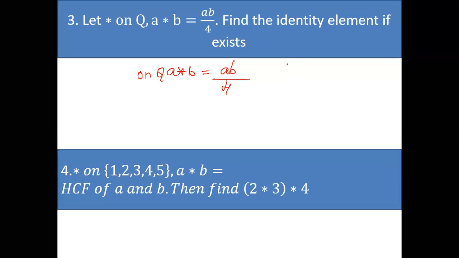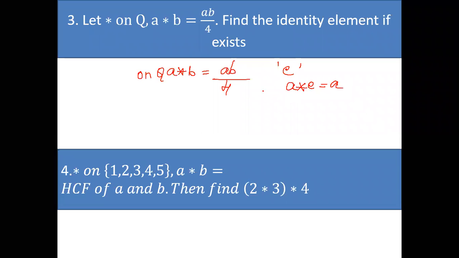What is the definition for identity element? E is the identity. When does E become the identity? If it satisfies the condition a star e is equal to a. Correct? We can say that E is the identity element if a star e is equal to a. When we apply a star e and get back a, then we say that E is an identity element.